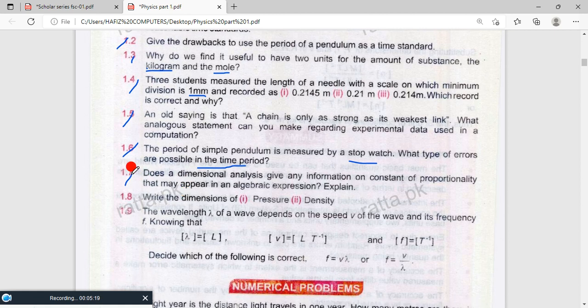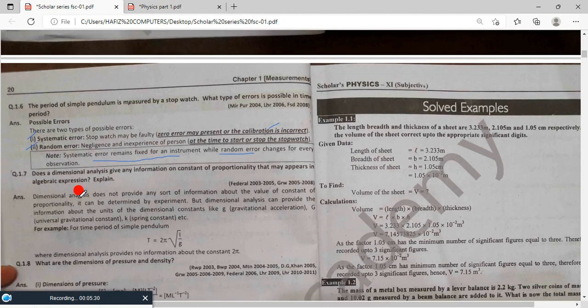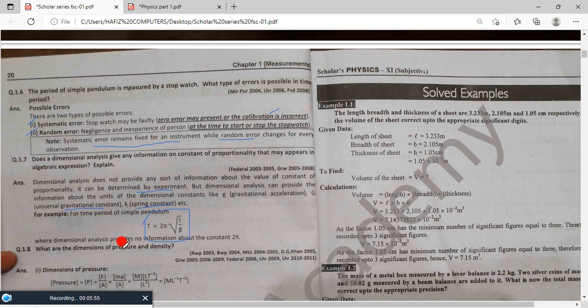Question 1.7: does dimensional analysis give any information on the constant of proportionality that may appear in an algebraic expression? Dimensional analysis does not give any information about the value of the constant of proportionality, which can be determined by experiments. But dimensional analysis can provide information about the units of dimensional constants like g, the universal gravitational constant, the spring constant, etc. For the time period of a pendulum, T equals 2 pi under root L over g, dimensional analysis provides no information about the constant 2 pi.